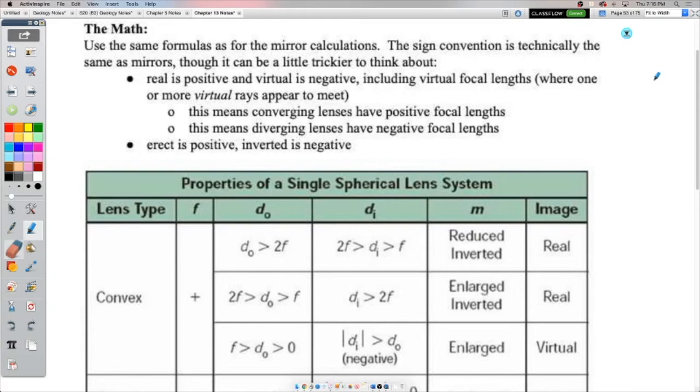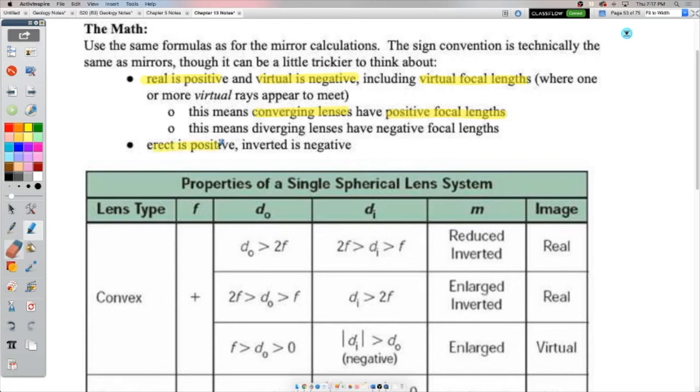So this was true with mirrors: real is positive, virtual is negative. And this includes virtual focal lengths. When we get into diverging lenses, you'll see what I mean. But for now, were rays really focusing at the focal point for a converging lens, the ones we were just looking at? Yeah, they really were focusing there. So converging lenses have positive focal lengths. Diverging lenses are going to have negative focal lengths. As we'll see, they only appear to focus rays, and so that is a virtual focal point, but that's for the next topic.